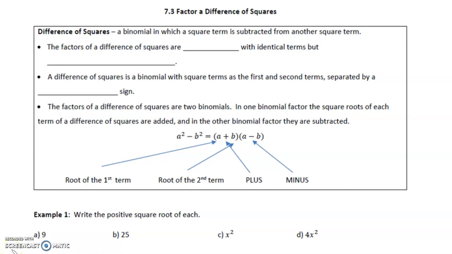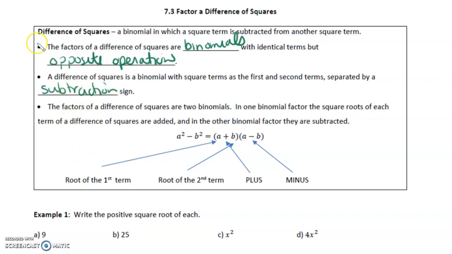Okay, 7.3, factor a difference of squares. So difference of squares, a binomial in which a square term is subtracted from another square term. And we're going to get into what that actually looks like. Okay, so the factors of a difference of squares are binomials, okay, with identical terms, but opposite operations. Okay, a difference of squares is a binomial with square terms as the first and second terms, separated by a subtraction sign.